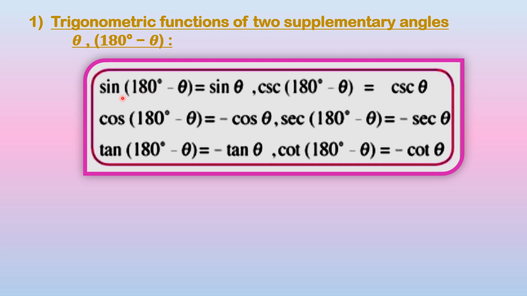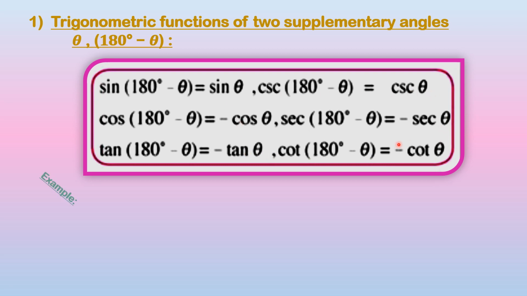So, we see that sine and cosec are positive in the second quadrant. In the second quadrant, we talk about the angle 180 minus theta, which is less than 180. That means it's in the second quadrant. So sine and cosec are positive, but cosine, sec, tan, and cotan are negative, as you see.